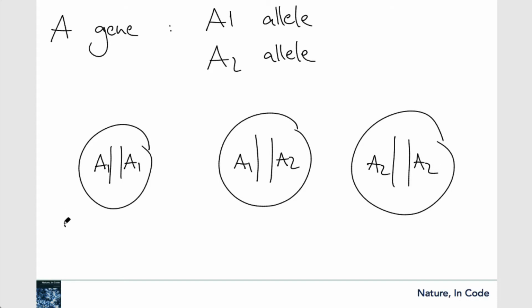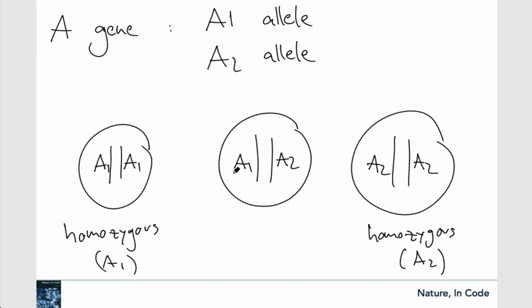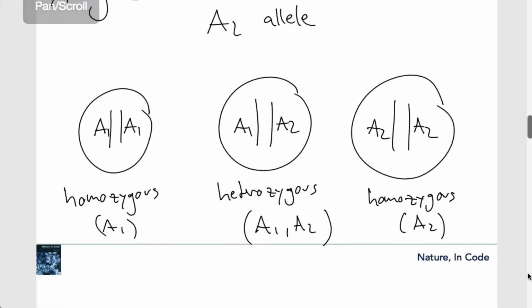Now we call these cells, or this genotype, homozygous for the A1. And this one over here would be homozygous for the A2. And this cell here, this genotype, is heterozygous because it has different versions, namely A1 and A2. So these 2 types are homozygous and this type is heterozygous. And that's language we'll need throughout the course.